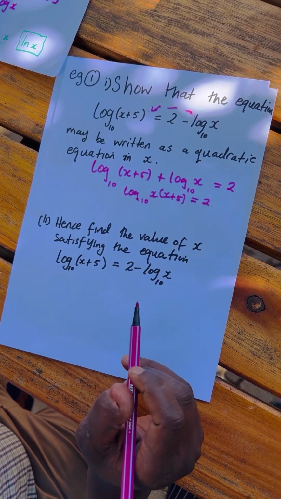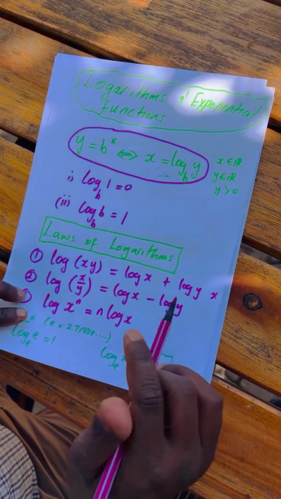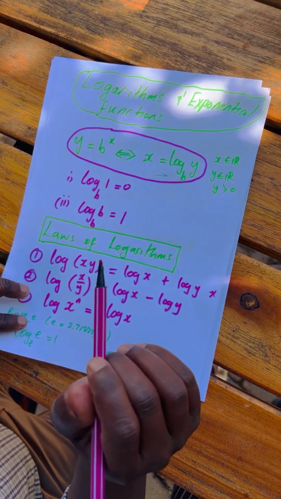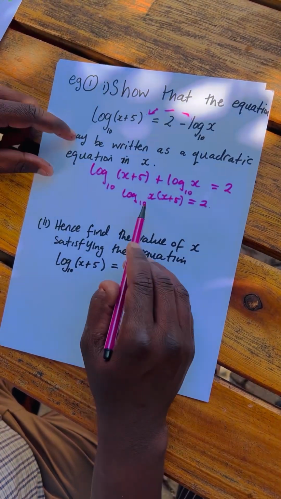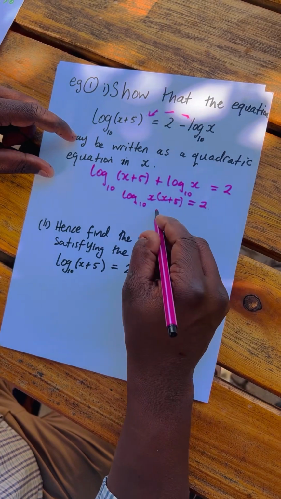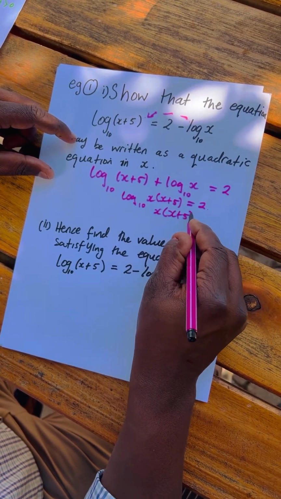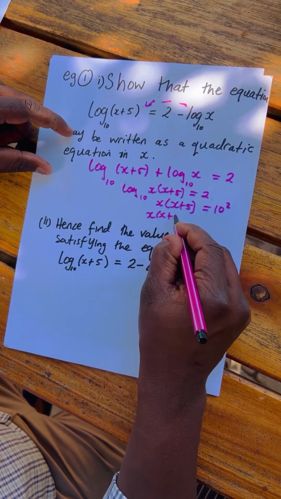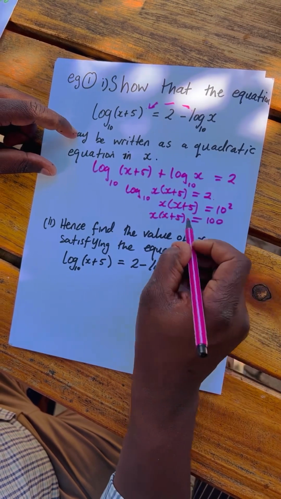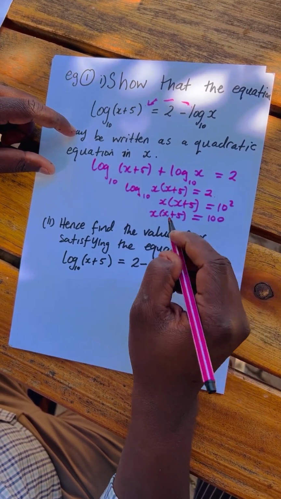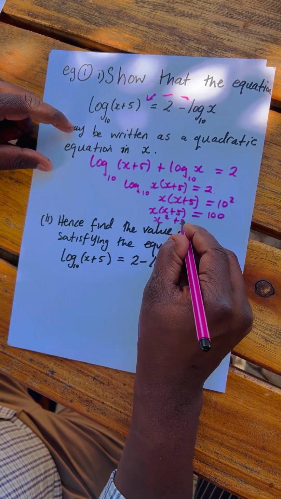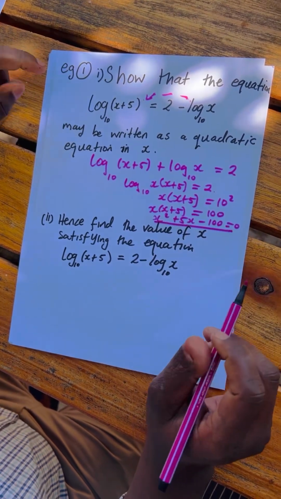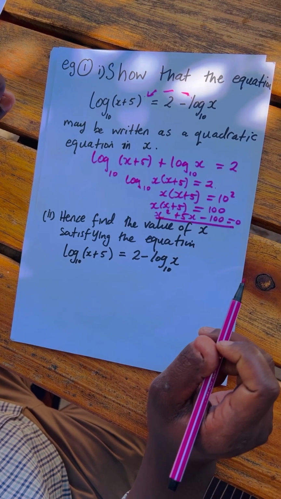Now from the definition, I can rewrite a statement with logs as a statement without logs, remembering that the base is the one that is raised to the power 2. So this is going to be x times x plus 5 equal to 10 squared. I know 10 squared is 100, so x times x plus 5 equals 100. I remove brackets and then take the 100 to the other side: x squared plus 5x minus 100 equals 0. So there we go, I have expressed that as a quadratic equation.